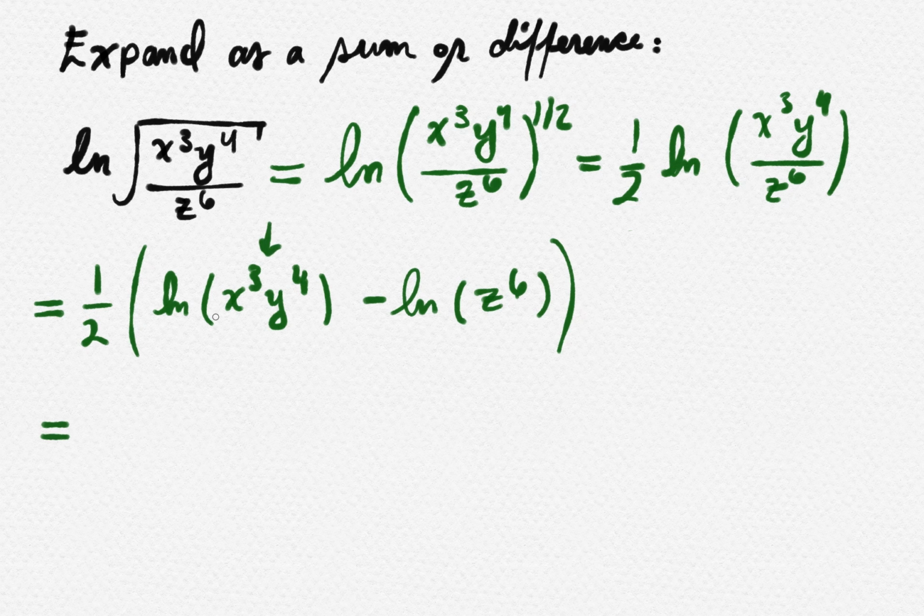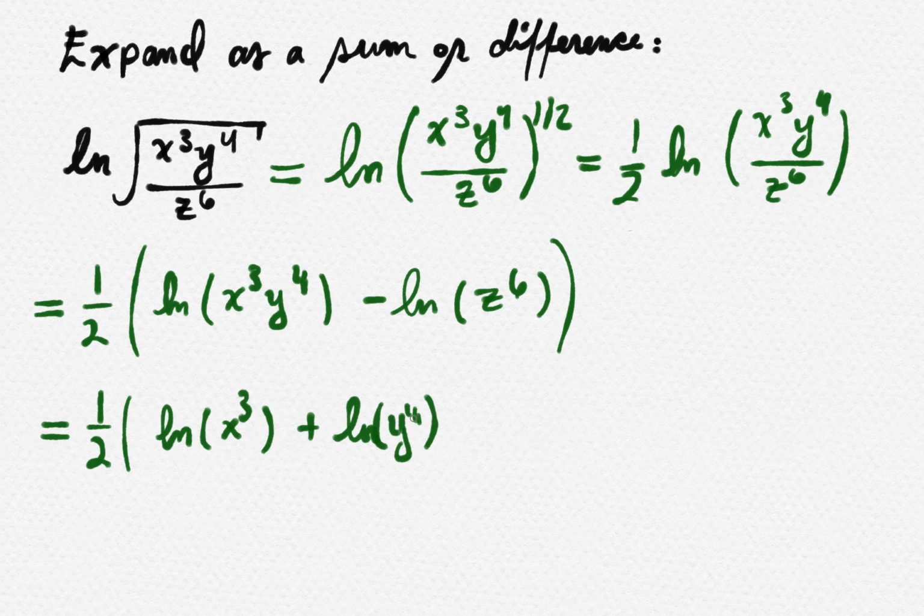Next, we can split up this product here using the product property. So that'll be log of x cubed plus log of y to the 4th. And then we still have minus log of z to the 6th.